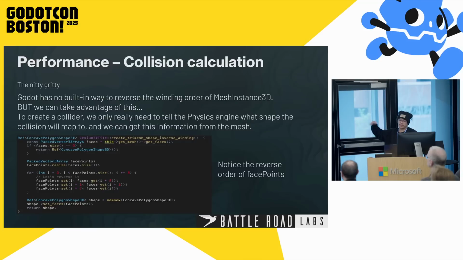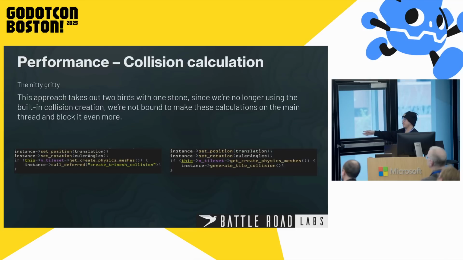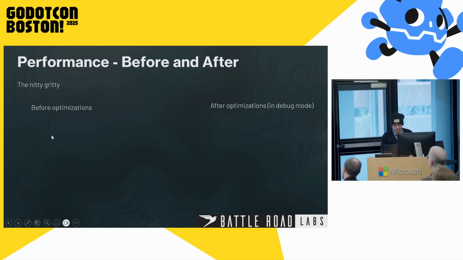And so at the end of it all, the concave shape will be passed to a RigidBody3D instance that we can create in another function when loading the tile. So at the end, it just looks like this, where you just set the position and rotation of the instance, and then if that tileset has the create physics mesh option, before you would just call deferred on the create trimesh collision, and that again would have blocked the main thread. But now you can just directly generate the tile collision with the inverse winding order. So that's pretty great.